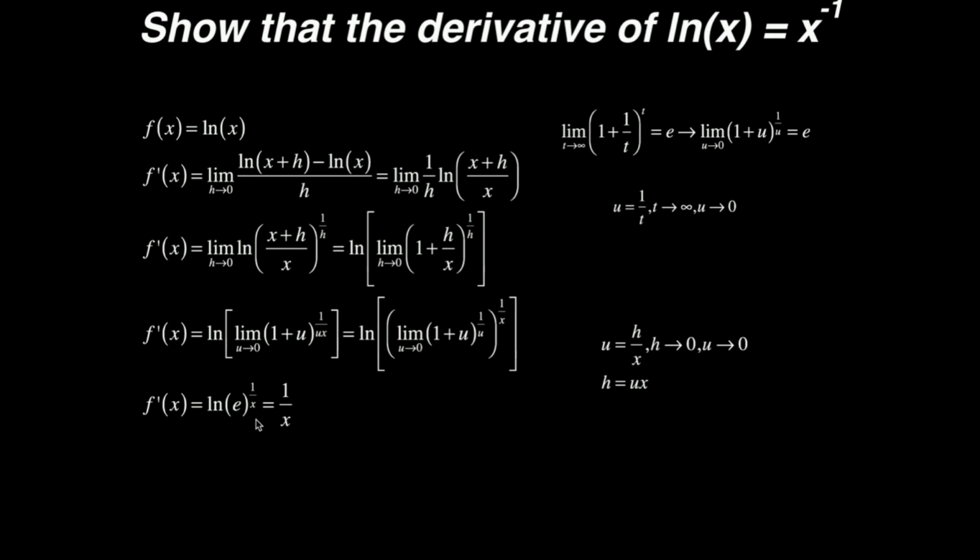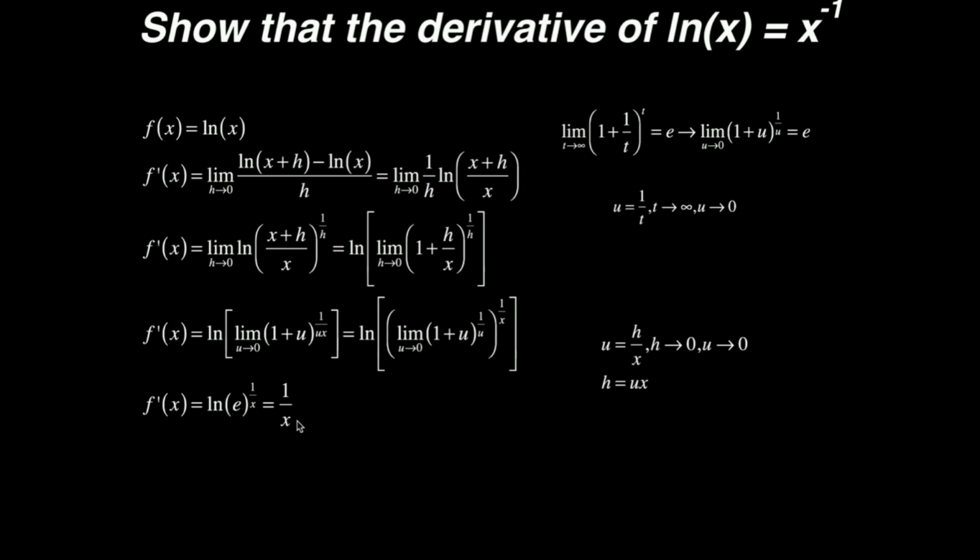Now, this is easy to evaluate because natural log and e are inverses of each other and they effectively cancel, leaving only the argument of the exponential function. So, natural log of e to the 1 over x is just 1 over x. And that is proving that the derivative of natural log of x is 1 over x.